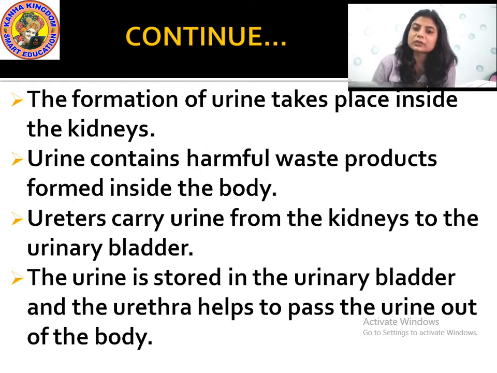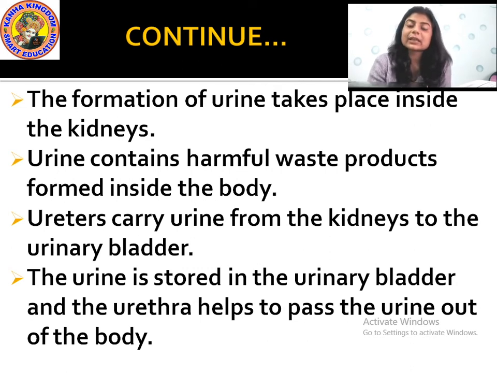I hope you understood this. First, the urine is formed in the kidney. This urine is harmful, toxic in nature, and not needed by our body. That is why it needs to be excreted. Then the urine formed in the kidney is carried to the urinary bladder by the ureters, which are two thin tube-like structures connected from the kidney to the urinary bladder.